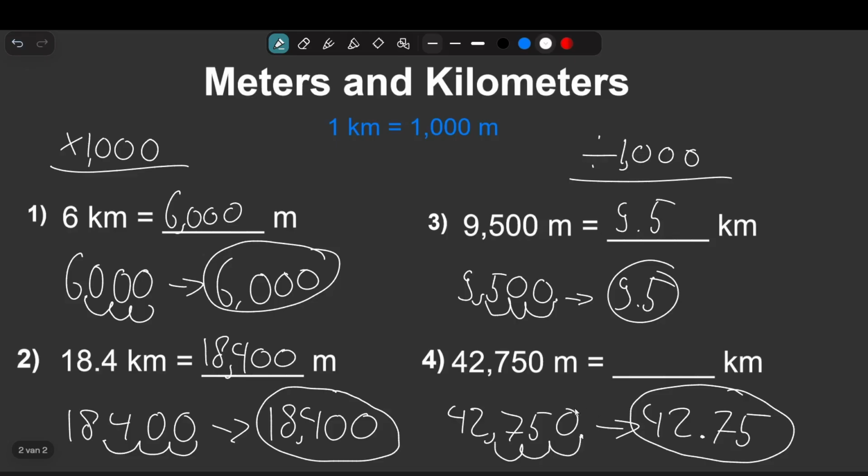Again, I got rid of this 0 because this 0 doesn't have any value. So our final answer is going to be 42.75 kilometers. So this was basically how to convert from kilometers to meters and from meters to kilometers. So with this simple trick, metric conversion will become very fast and very easy if you just follow these couple of rules. So this was basically the video.